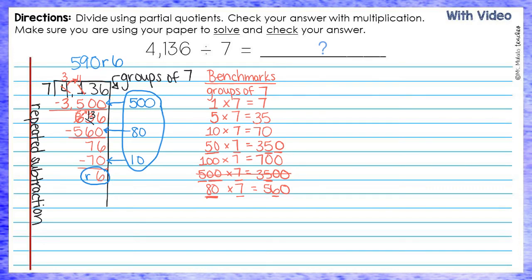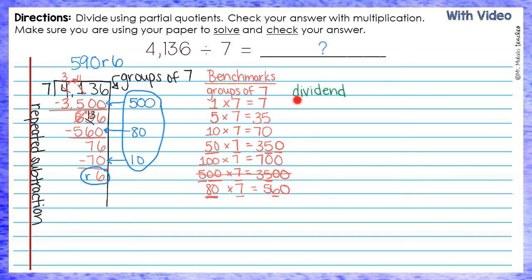Before you go on to the next slide and type in your answer, I want you to think, is 590 remainder 6 the correct answer? And you're probably thinking, yes, I just did this whole video with you, it's correct. But we're going to check our answer just so that we can be safe. And when you're doing division by yourself, you should always check your answer.